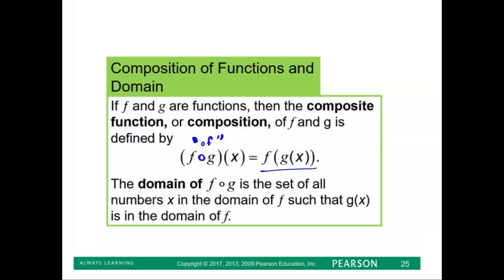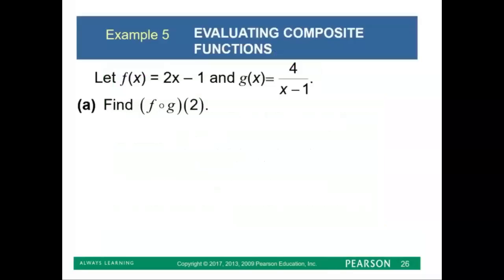When we compose functions, we want to keep in mind that the domain of f of g is the set of all numbers x in the domain of g, such that g of x is in the domain of f. And we're going to take a look at an example, and so we'll find that it's not quite as complicated as it looks. Okay, so here we have f of x equals 2x minus 1, g of x equals 4 all over x minus 1. We want to find f of g of 2.